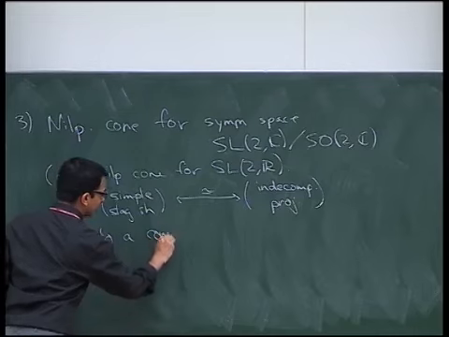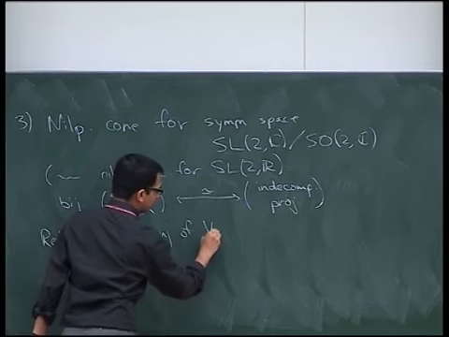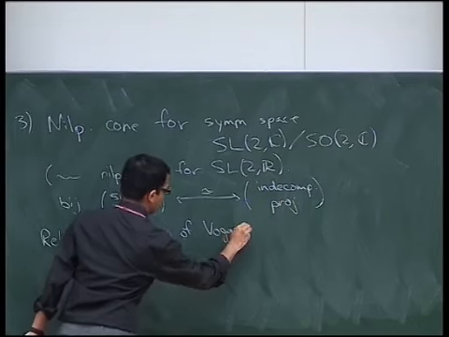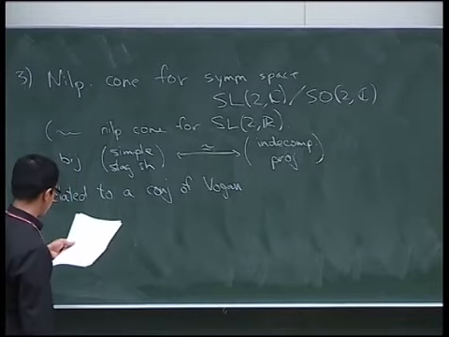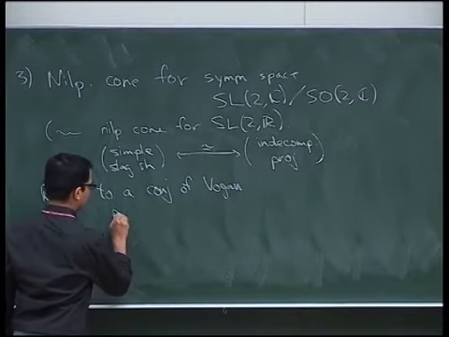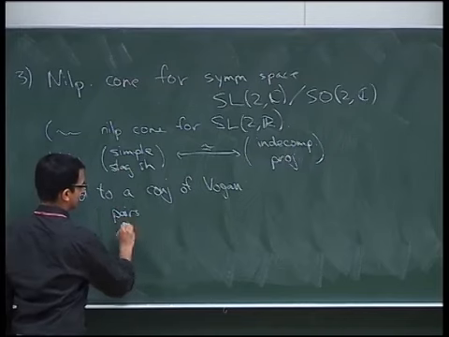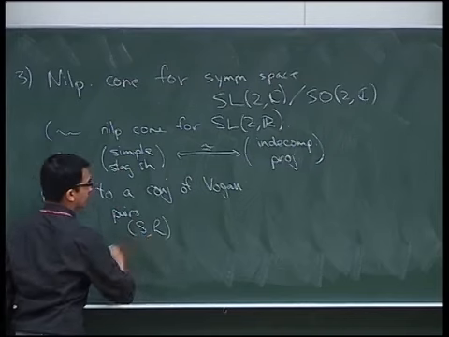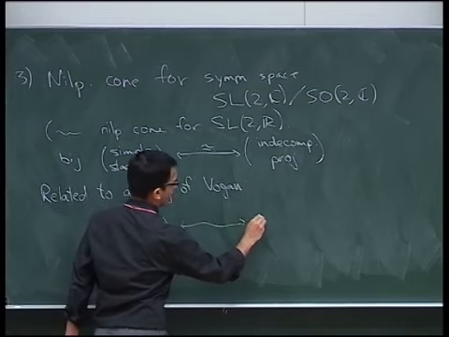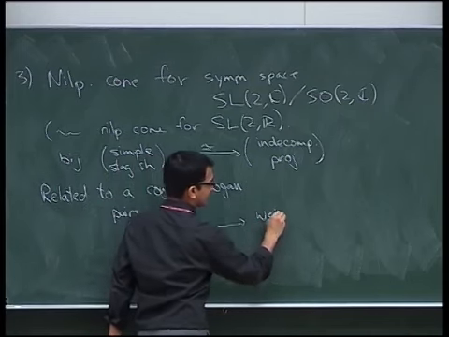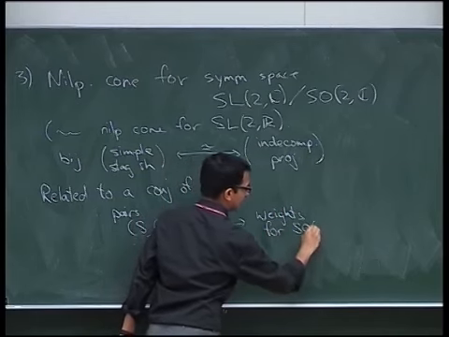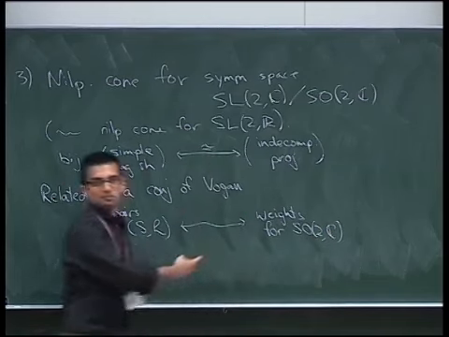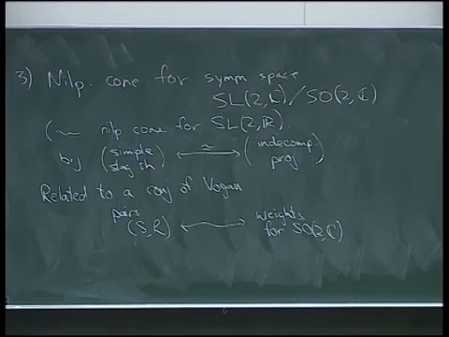And in the special case of SL2R, this conjecture of Vogin becomes something like a bijection between pairs consisting of an orbit and a vector bundle and weights for SO2C. And here, weights means characters of that torus. I guess I could just write characters.